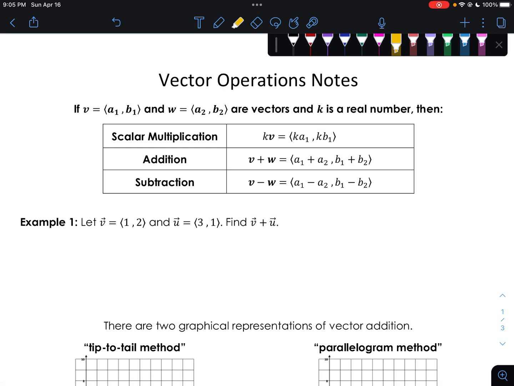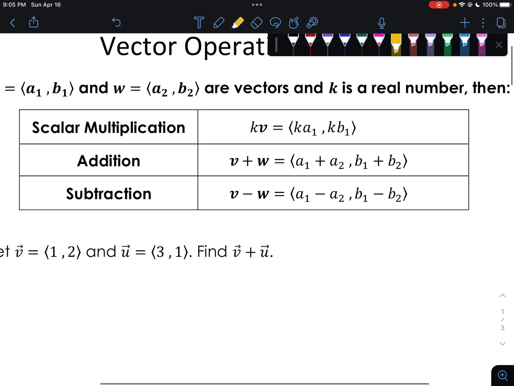In this video, we're going to talk about vector operations. So if we have vector v in U that has a sub 1 and b sub 1 and a sub 2 and b sub 2 respectively, and we have k that is a real number, then we have these three operations. So the first one we're going to talk about is scalar multiplication. A scalar multiplication says that if you take a number and you multiply that vector by that number, essentially all you're going to do is distribute that number to each part of the vector.